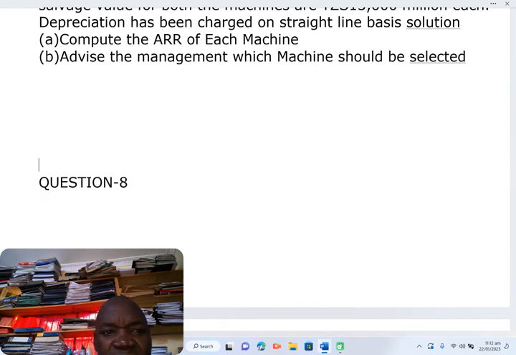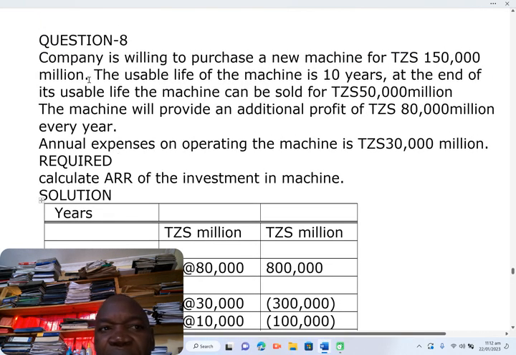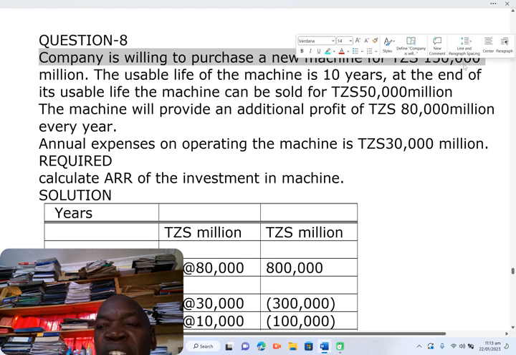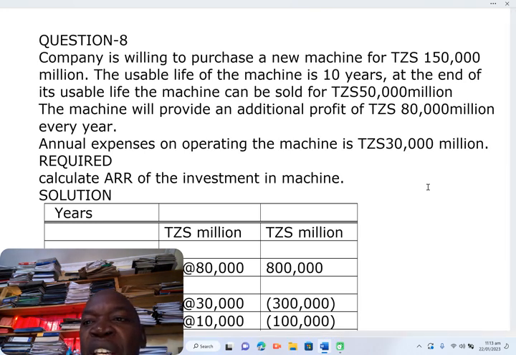Let me see another case which is a bit complicated to handle. A company is willing to purchase a new machine for Tanzanian shillings 100 million. The usable life of the machine is 10 years. At the end of the usable life, the machine can be sold for 50,000 million. The machine will provide additional profit of 800 million every year.